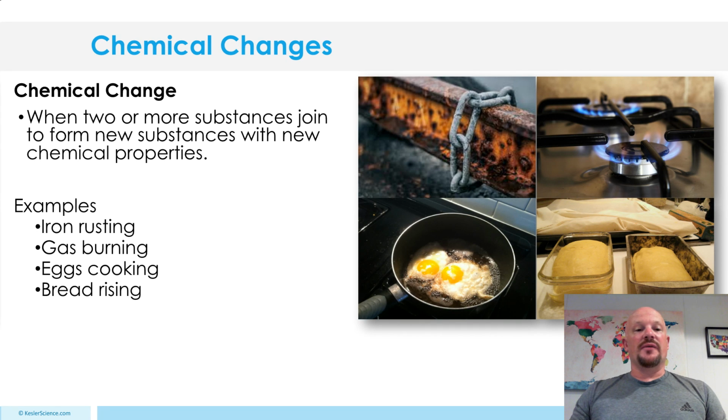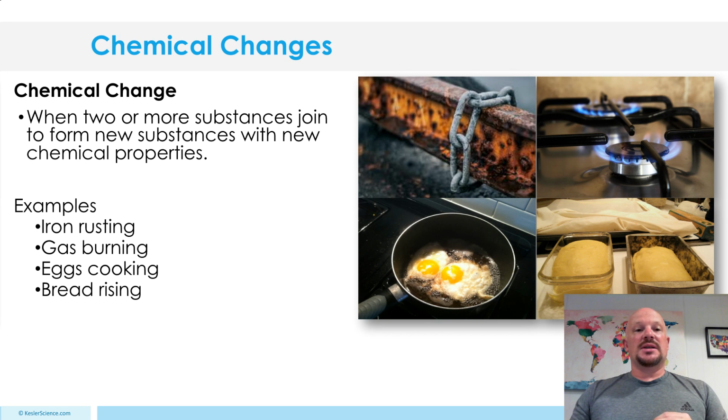Some examples of this are iron rusting, gas burning, eggs cooking, and bread rising. And each of those, you can't really return back to its original state. Something has changed, and the chemical compound is now different. This change happens because those bonds break and reform, as we talked about in that chemical equation. For example, when we burnt the piece of paper, it became something new. We can't change that back into a piece of paper in the same way that we could when we just ripped it in half. It formed a new substance.